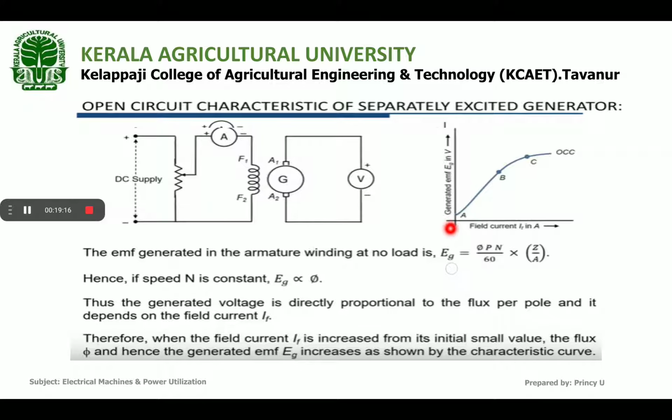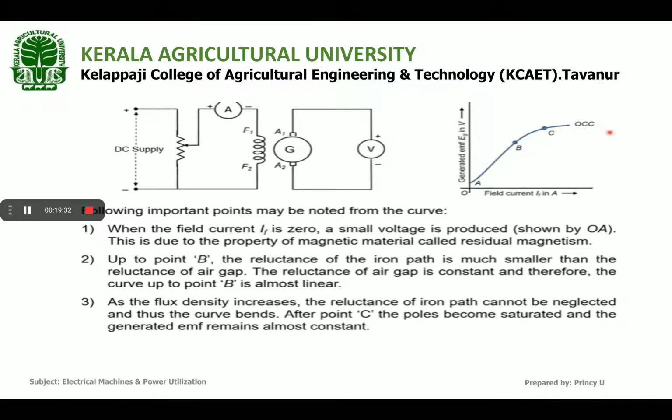Here you can see there is a gap from zero. That means if the field current is zero, the generated EMF is not zero; there will be a value OA. This OA is produced due to residual magnetism. So we can note the following important points on this curve. First one is this OA. When the field current is zero, a small voltage is produced, shown by this OA.